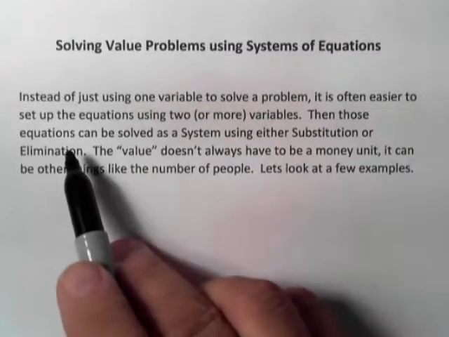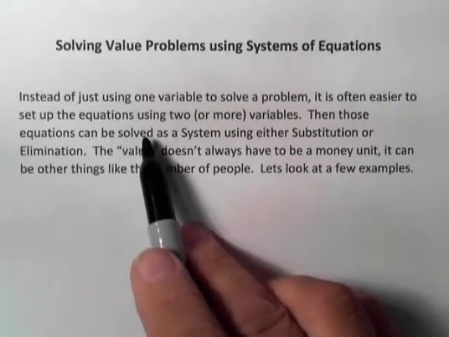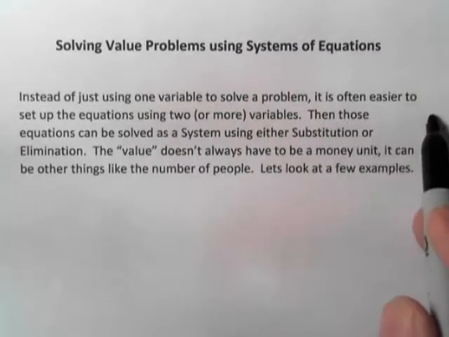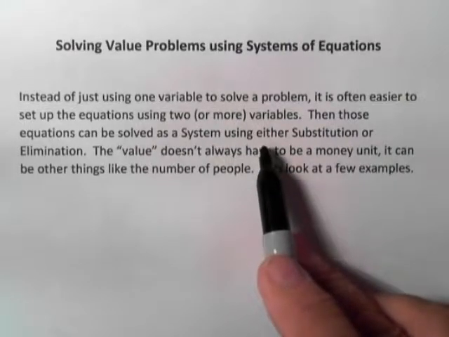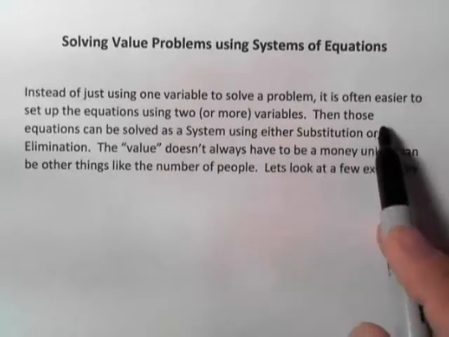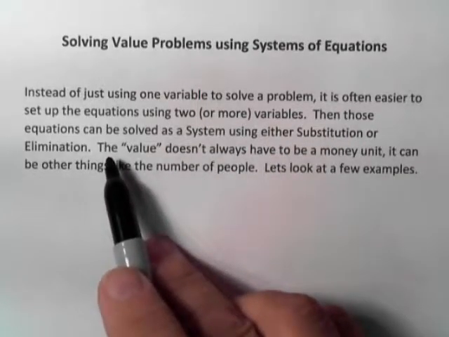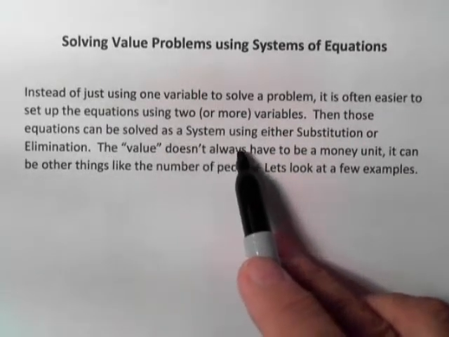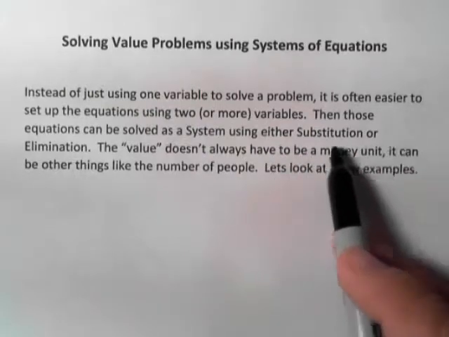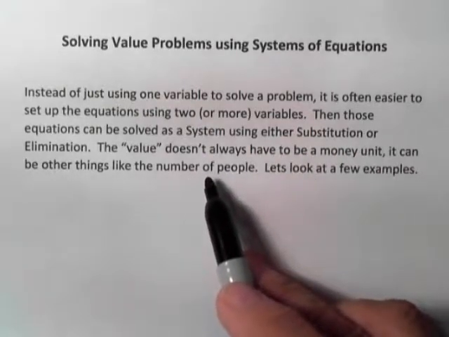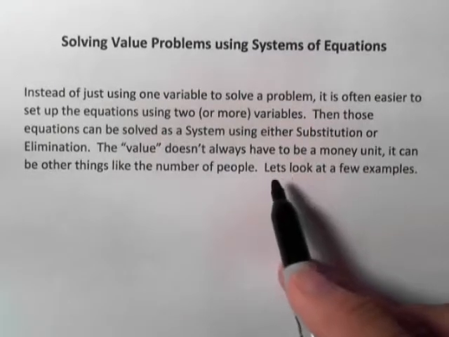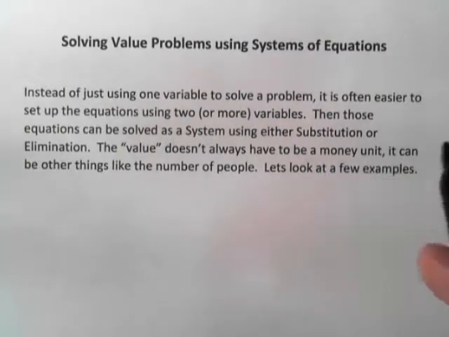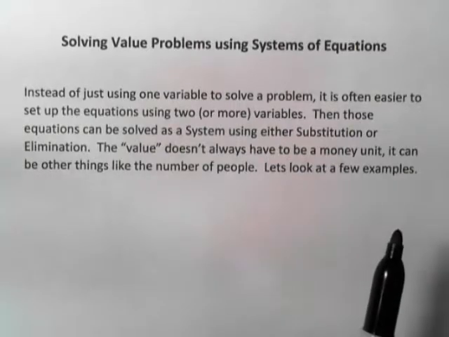Anyway, instead of just using a one variable problem, it's often easier to set up the equations using two or more variables. And then you can take that system and solve it using either substitution or elimination. The value that we're talking about here doesn't always have to be a money unit. It can be other things like the number of people, for instance. Let's look at some examples here to give you an idea.